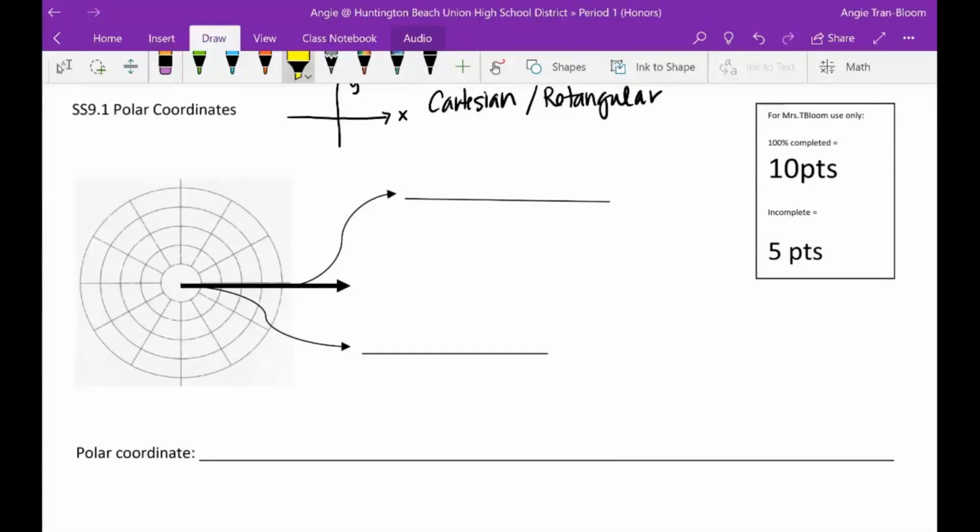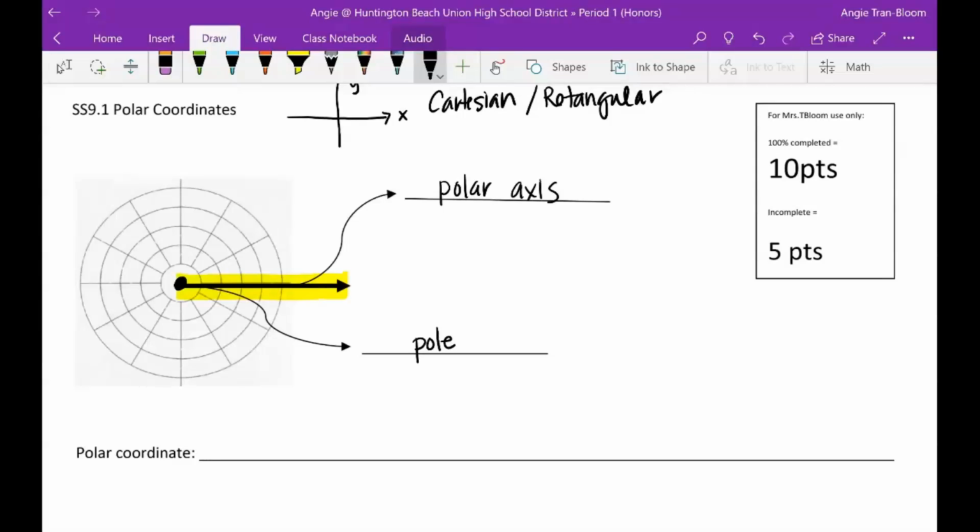In polar coordinates, this line right here, we used to call it x, now it's called the polar axis. Then technically there's a dot at the center. A dot doesn't have size, by the way. A point does not have size. There's a dot at the center called the pole.